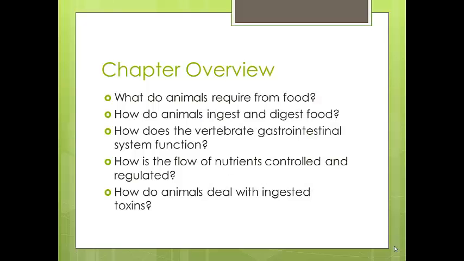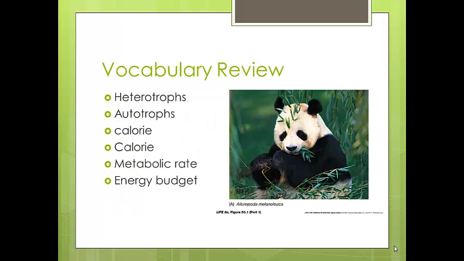In this chapter we're going to cover what animals require from food, how animals ingest and digest food, how the vertebrate gastrointestinal system functions, how the flow of nutrients is controlled and regulated, and how animals deal with ingested toxins. So first we're going to start with some vocabulary review.